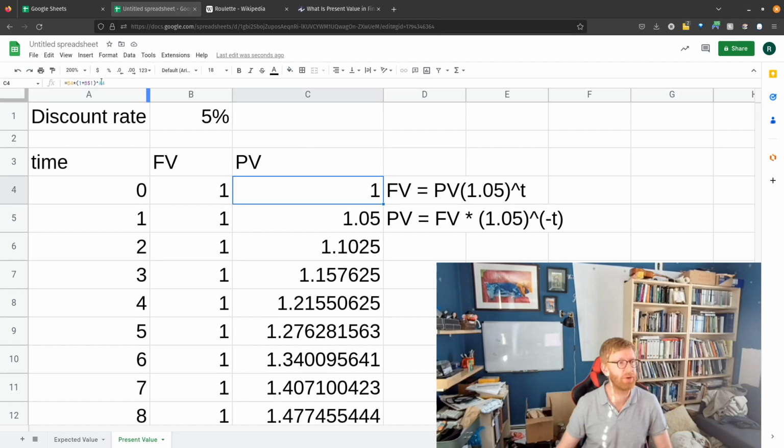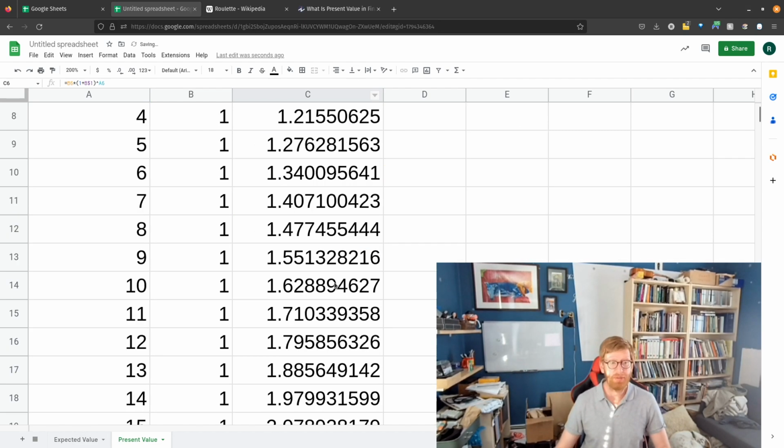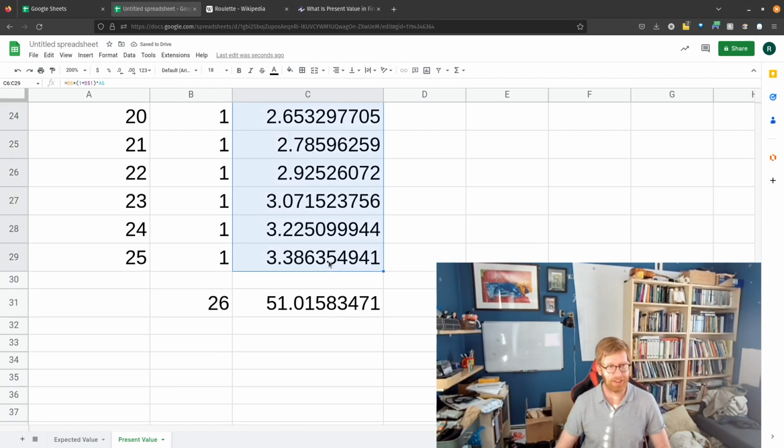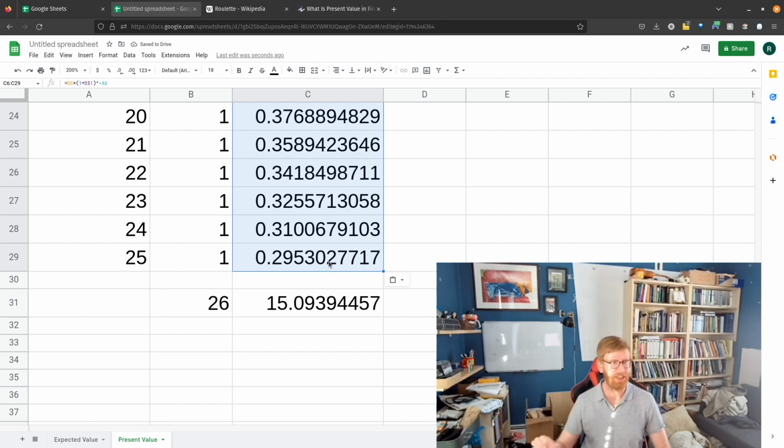Oh, did I do this backwards? I forgot the negative sign. There we go. $1 million in a year is worth a little bit more than 95% of that at a 5% discount rate. And $1 million in 25 years is only worth $300,000 in present value terms. If you put $295,302.77 in a bank account getting 5% interest per year, after 25 years, it will grow to be $1 million.